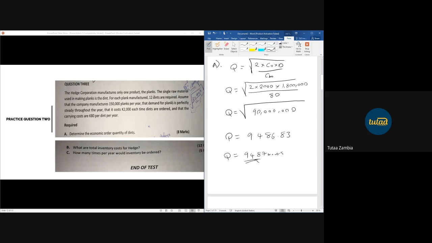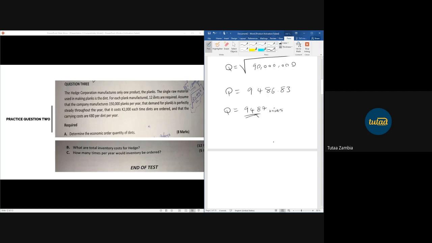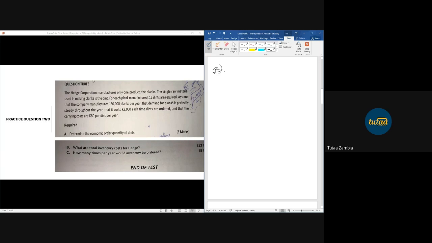9,487 units. Let me erase that and write it properly. 9,487 units is our economic order quantity. Fine, we've solved for A and we are done just like that. So what are total inventory costs for Hedge? That's part B.